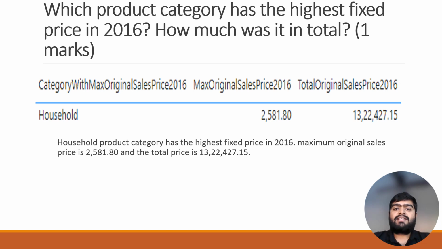Measures total original sales price 2016, maximum original sales price 2016 as well as category with max original sales price 2016 should be created in data view to determine the total original sales price for 2016, the maximum original sales price for 2016 as well as the category with this maximum. To show this and the values that correspond with it, use matrix visualizations.